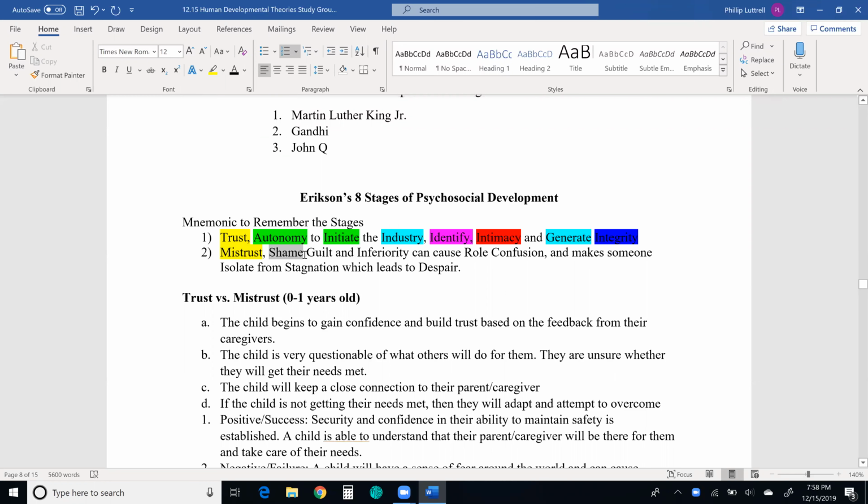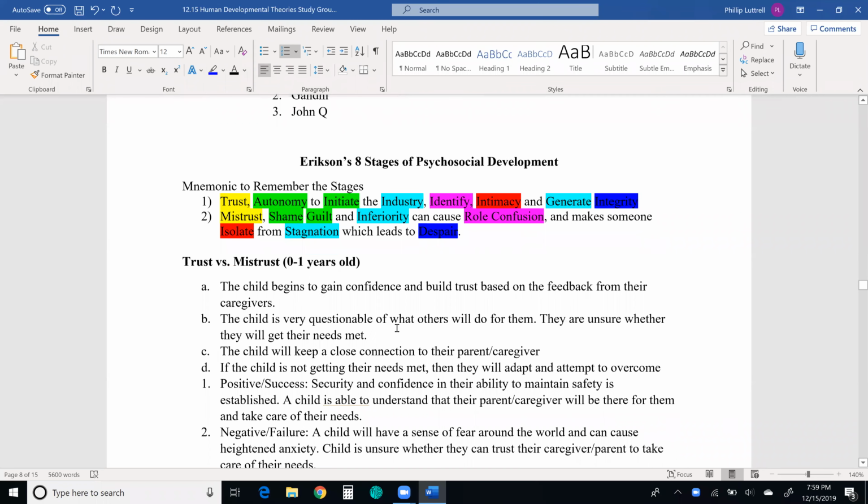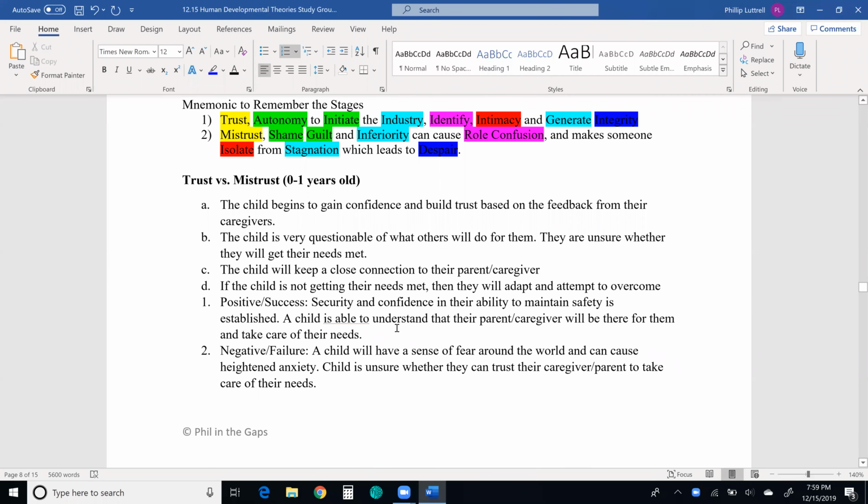We have autonomy versus shame, initiative versus guilt, industry versus inferiority, identity versus role confusion, intimacy versus isolation, and then we have generativity versus stagnation, and then we have integrity versus despair. So those are just two mnemonics to remember the different stages to combine it on your exam. So let's get into the particulars of what each stage means.